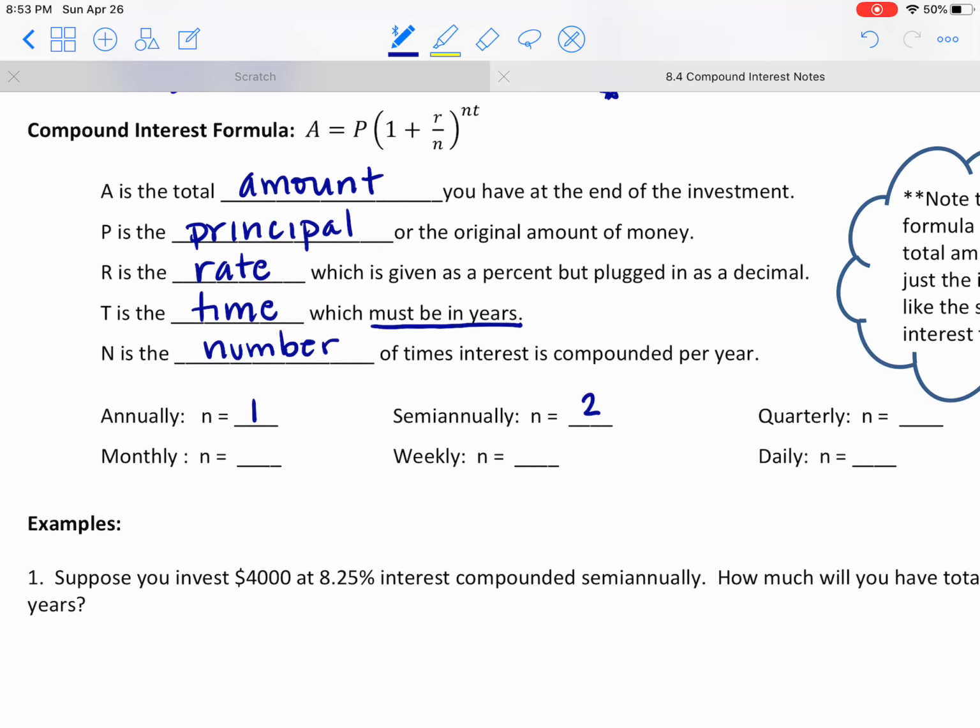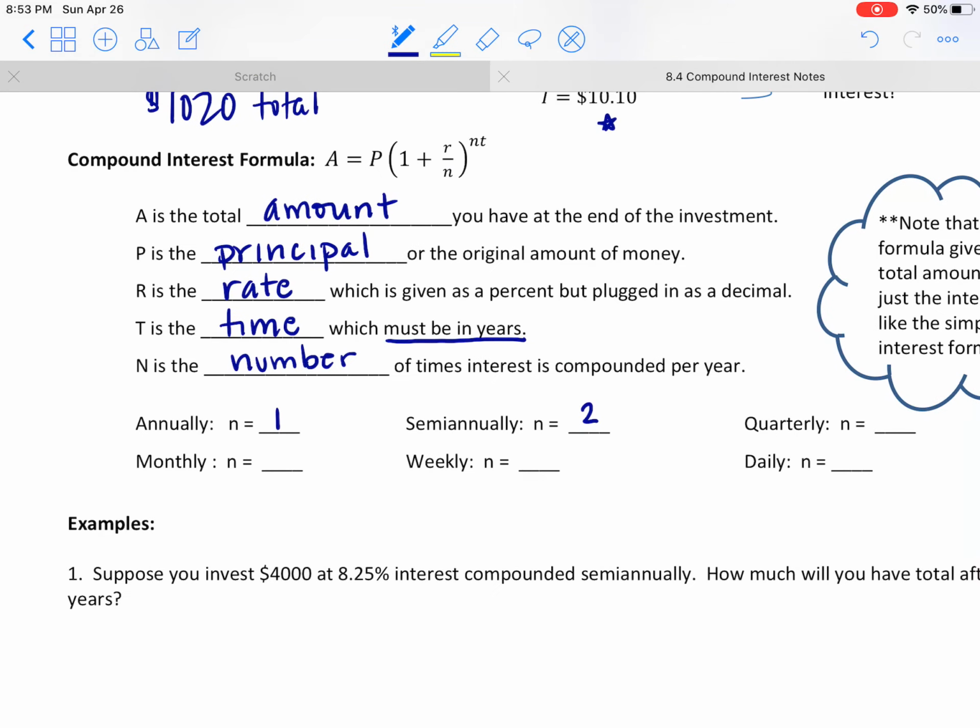So what you'll see in a situation is probably one of these words. It'll say, oh, interest is going to be compounded annually. Well, annually would be once per year, so n would equal 1. If it was semi-annually, that would be twice per year, so n would equal 2. If it was quarterly, quarterly would be 4 times per year, so n would equal 4. Monthly would be 12 times per year, so n would equal 12. 52 weeks in a year, so weekly would be 52.